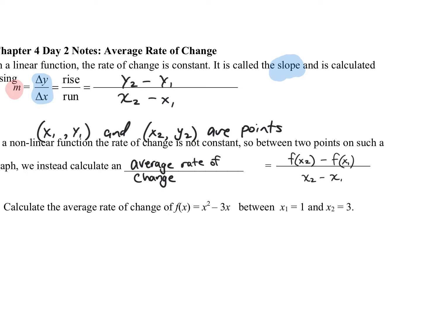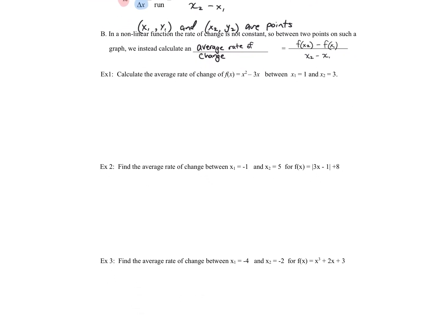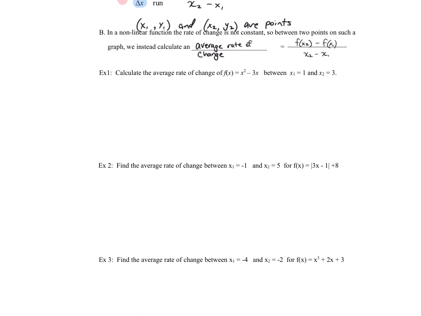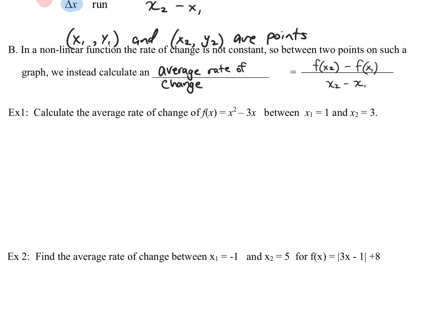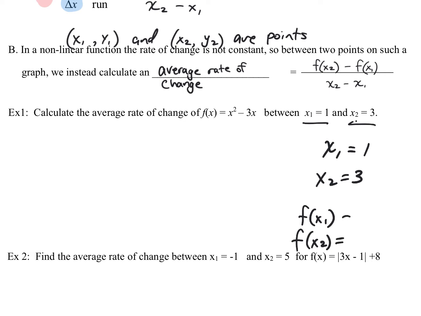This is very similar to our slope formula, just replacing the f of x2 and f of x1 in for those y's. So let's work through one together, and then there'll be a couple examples that you'll try on your own. So example 1 here, they want us to calculate the average rate of change of a function between one x1 value and one x2 value. So I'm going to just write those down. X1 is 1, x2 is 3. What I need to find, if I want to use my formula from above, is f of x1 and f of x2.